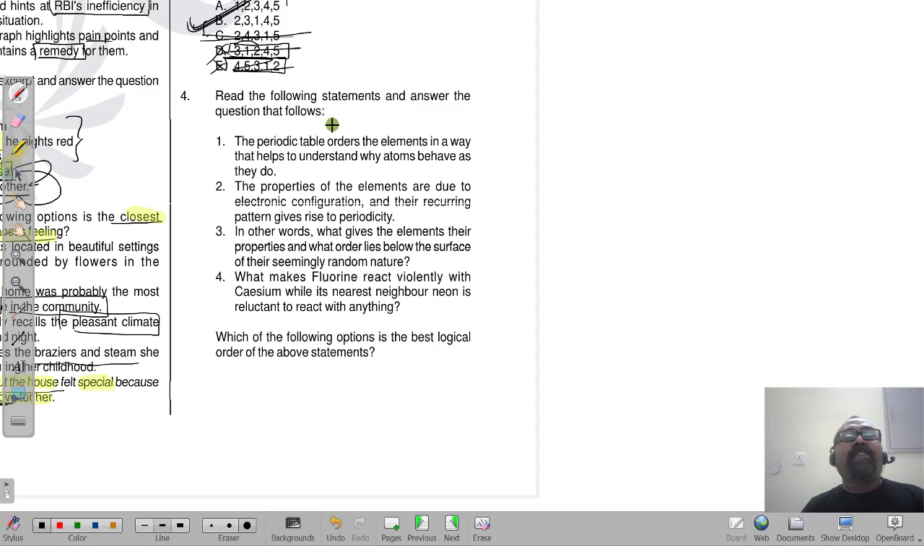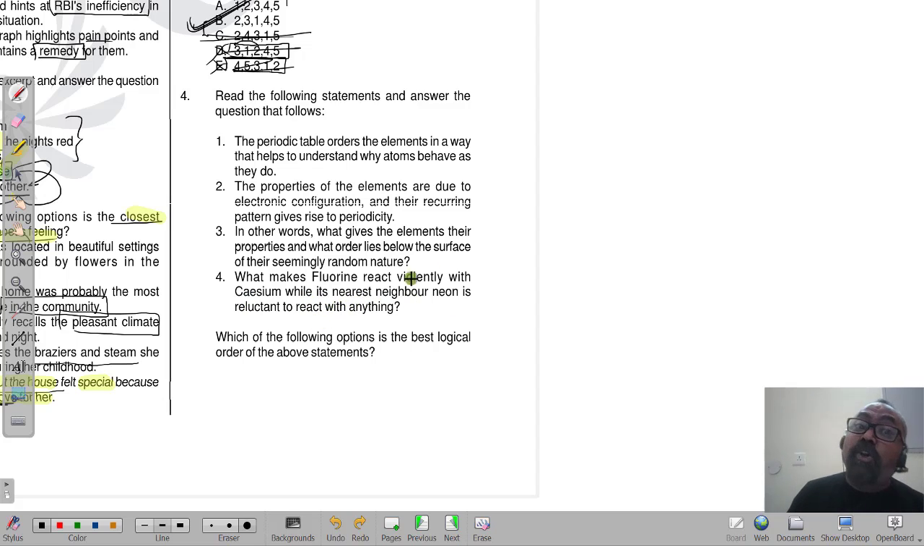Read the following statement and answer the question that follows. Which of the following is the best logical order? Let's read. 1, the periodic table orders the elements in a way that helps us understand why atoms behave as they do. 2, the properties of the elements are due to electronic configuration, and the recurring pattern gives rise to periodicity. 3, in other words, what gives the elements their properties and what order lies below the surface of this seemingly random nature. 4, what makes fluorine react violently with cesium, while its nearest neighbor neon is reluctant to react with anything.